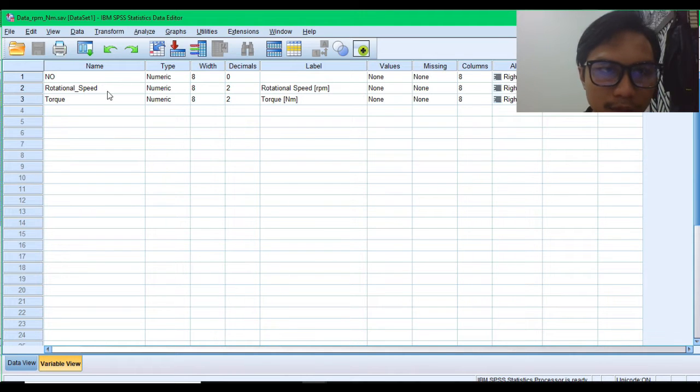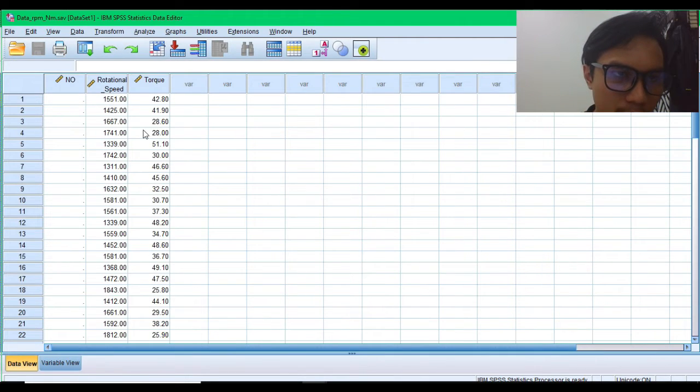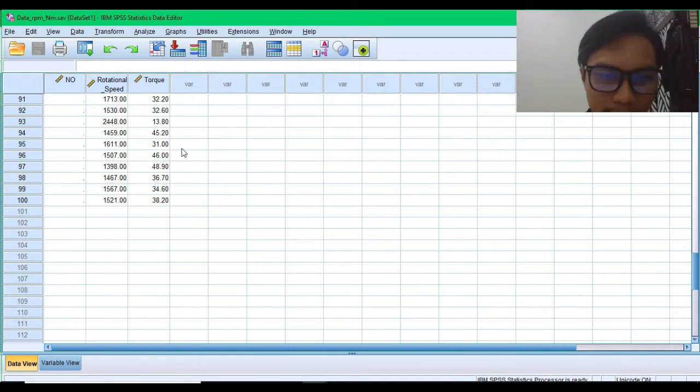First, we're going to do the simulation using SPSS. The variable rotational speed is independent and torque is the dependent variable. We use the scale, and the role is input. In this data view, we put in the data, 100 data.